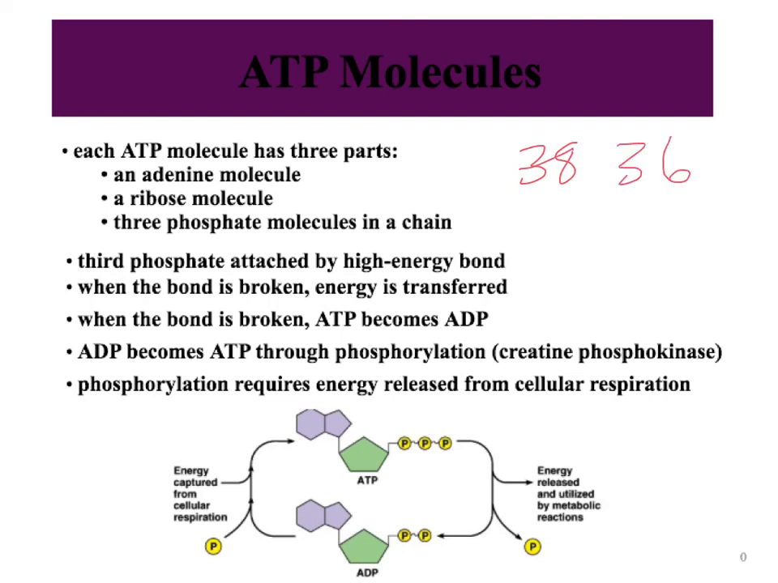Each ATP molecule produced is comprised of 3 parts: an adenosine molecule, a ribose molecule, and 3 phosphate molecules. Now these phosphate molecules occur in a chain. As you can see down here, the third being a high-energy bond, a high-energy covalent bond. And we know covalent bonds do retain a lot of energy, and when that bond is broken, we release that energy and can use it to drive metabolism.